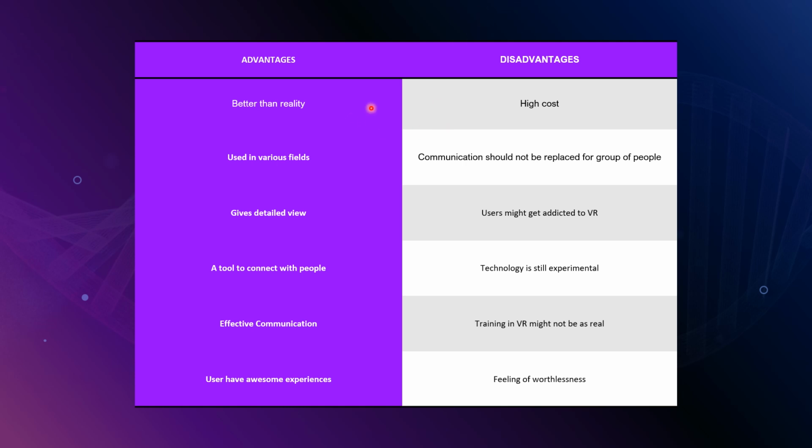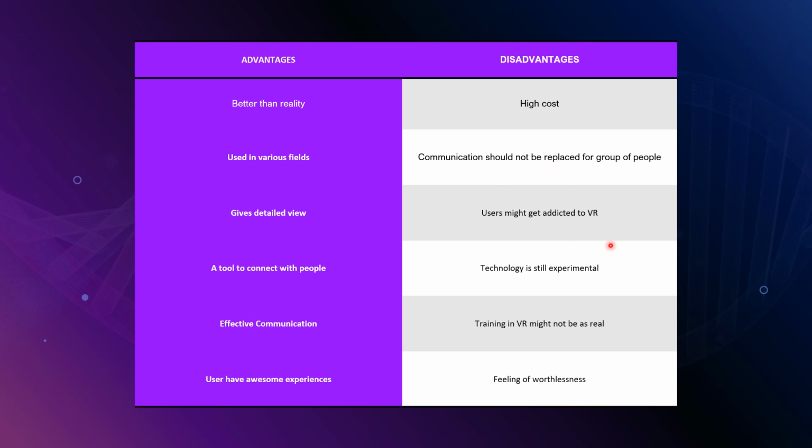So while virtual reality has its advantages, it also comes with its disadvantages. The first one is high cost. One of the main cons of VR is that it's not possible for everyone to afford it. It is very costly, and most people these days would not be able to afford it. Secondly, communication should not be replaced for a group of people.